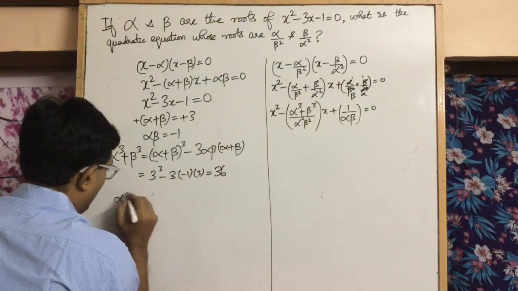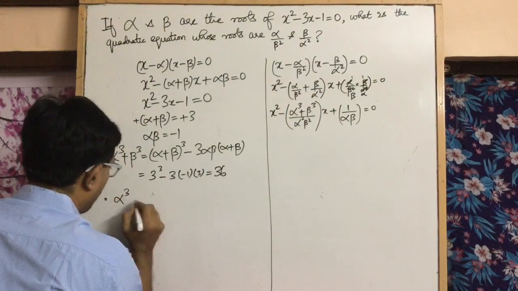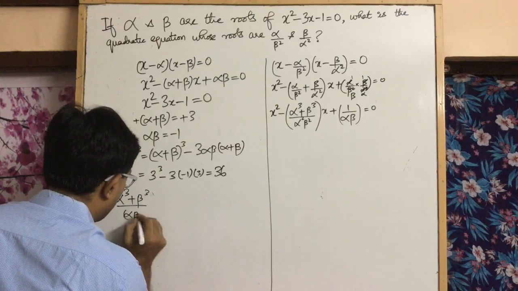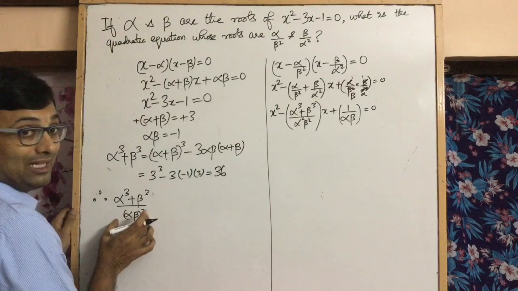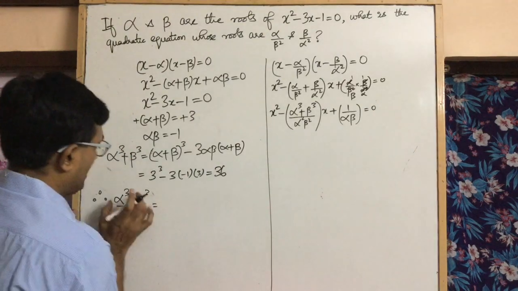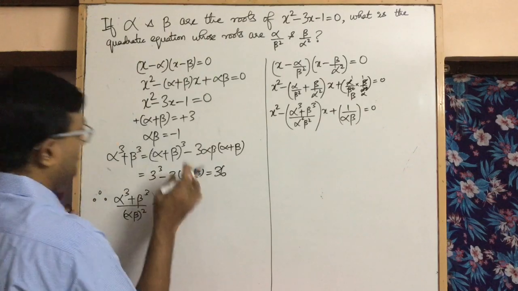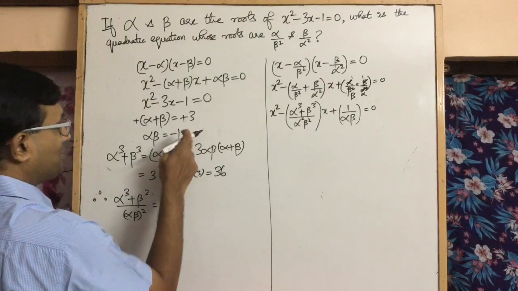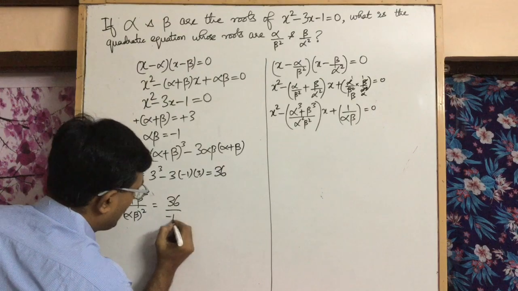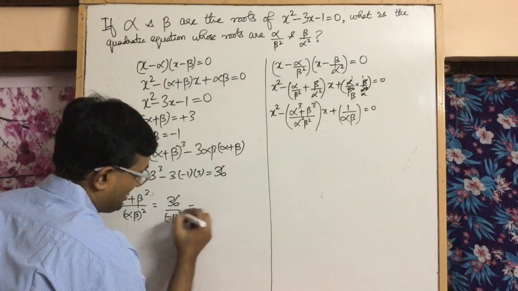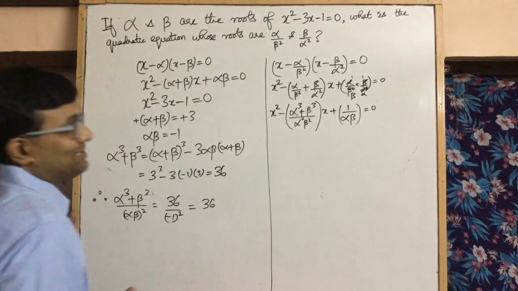Right? So what we need is this value, that is, alpha cube plus beta cube divided by alpha beta the whole square. Now this value, we know this to be 36 from here, divided by alpha into beta. Alpha times beta is minus 1. So this divided by minus 1 the whole square. So this is going to be 36 divided by 1, which is simply 36.